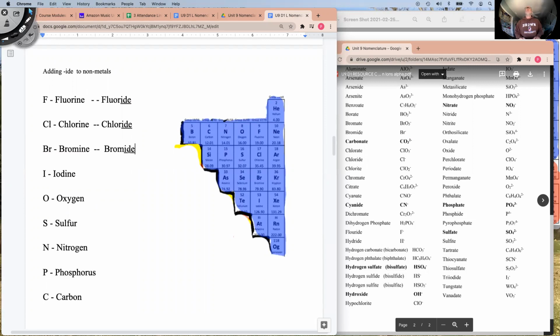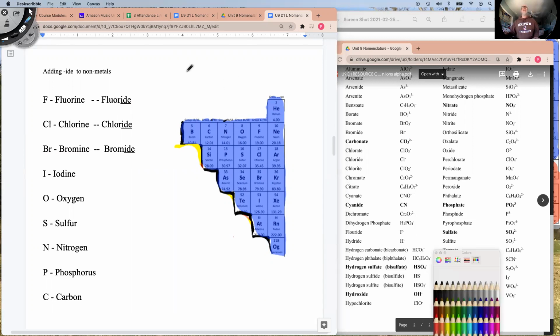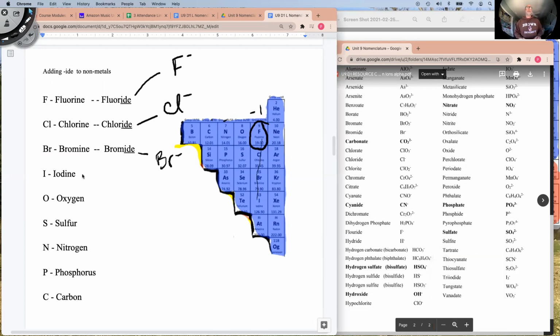Bromine is going to be named bromide. So when it's a negatively charged ion, that symbol "ide" means it's an F minus. So fluoride is F minus. Fluorine is just F. Chloride is Cl minus. Chlorine is just Cl. Bromide is going to be Br minus. And we know it's a minus because this is the -1 column. Iodine is going to be known as iodide.